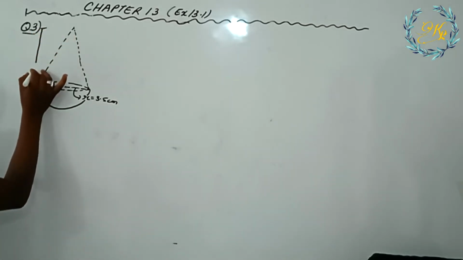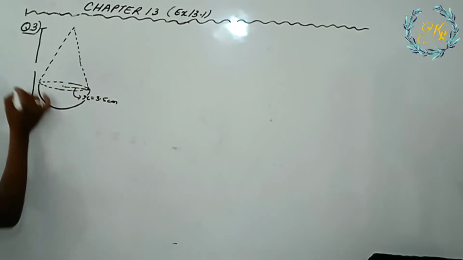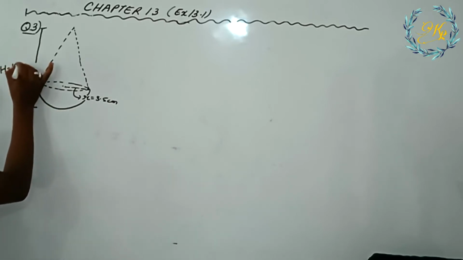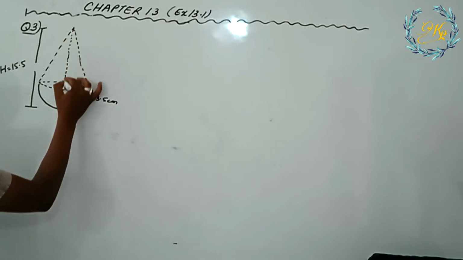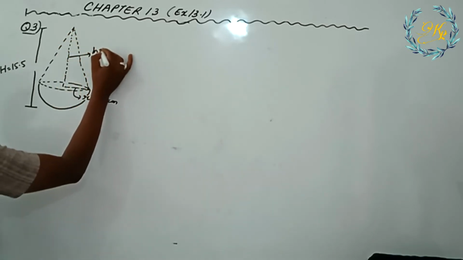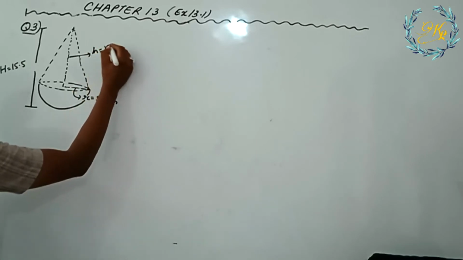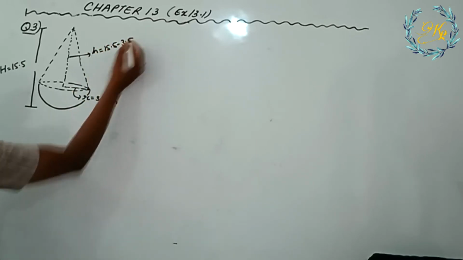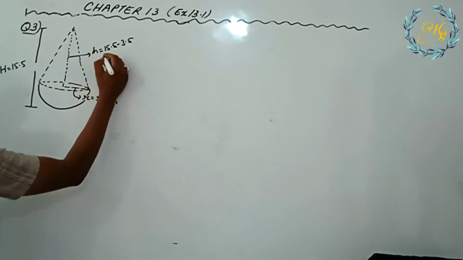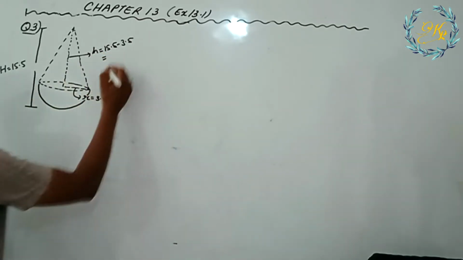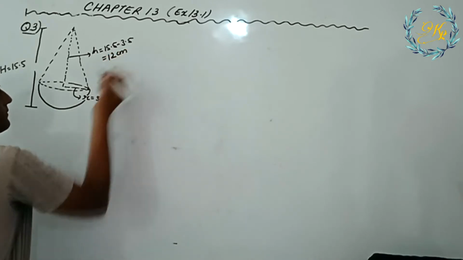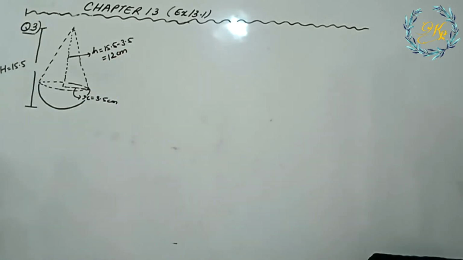Similar to the previous sum, the total height, capital H, is equal to 15.5. So here we can see that only the height of the cone, that is small h, will be 15.5 minus 3.5, minus this measurement. Okay, so the height of it is going to be 12 centimeters. Now we have to find the surface area of the toy, the total surface area.